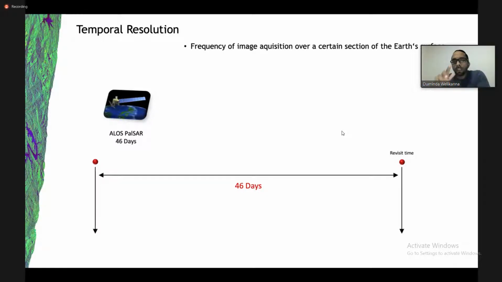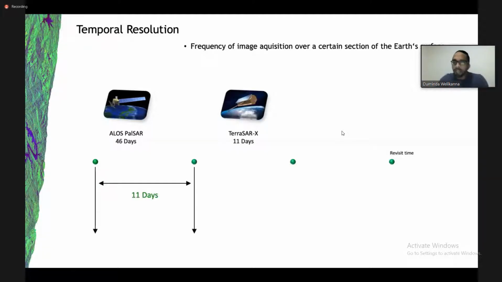So for instance, if you take the Japanese JAXA ALOS PALSAR, that means the L-band synthetic aperture radar sensor, it comes to Colombo today, and again it comes to Colombo after 46 days. So if it comes to Colombo today, for 46 days you don't know what happened in Colombo. After 46 days, ALOS comes back on top of Colombo, an image. So you will have two images, one today and one after 46 days. Right? That is temporal resolution.